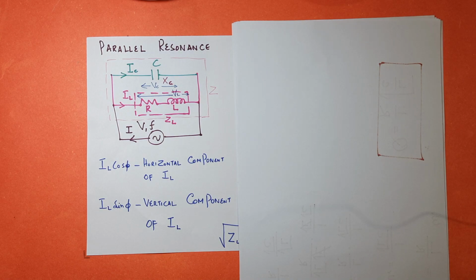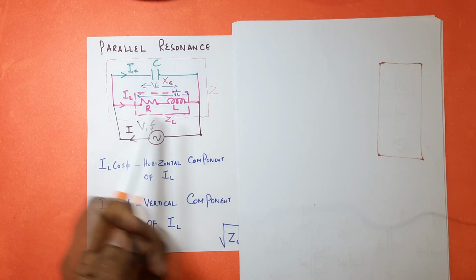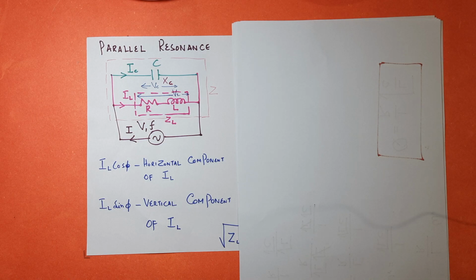See this current I, it has two components. This current IL actually lags behind the voltage V by an angle phi. So it has two components. One is called the horizontal component, another one is called the vertical component. IL cos phi is the horizontal component of IL. IL sin phi is the vertical component of IL.